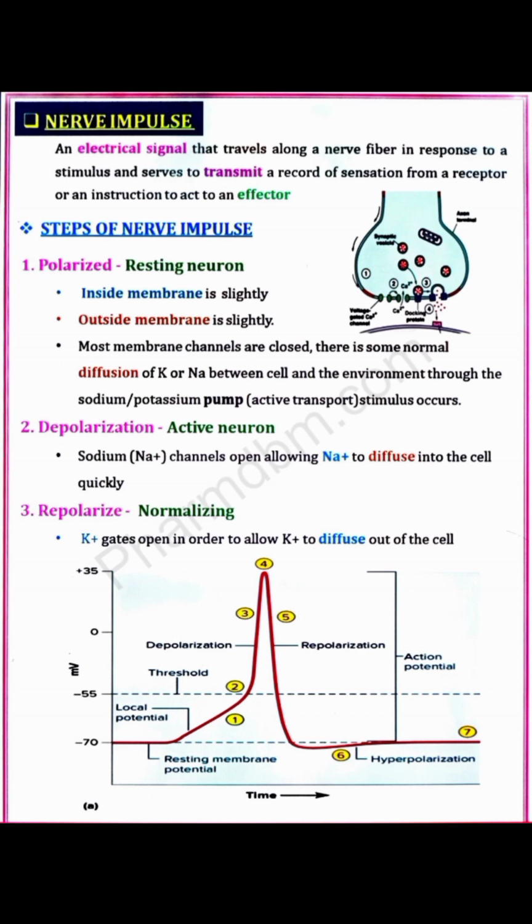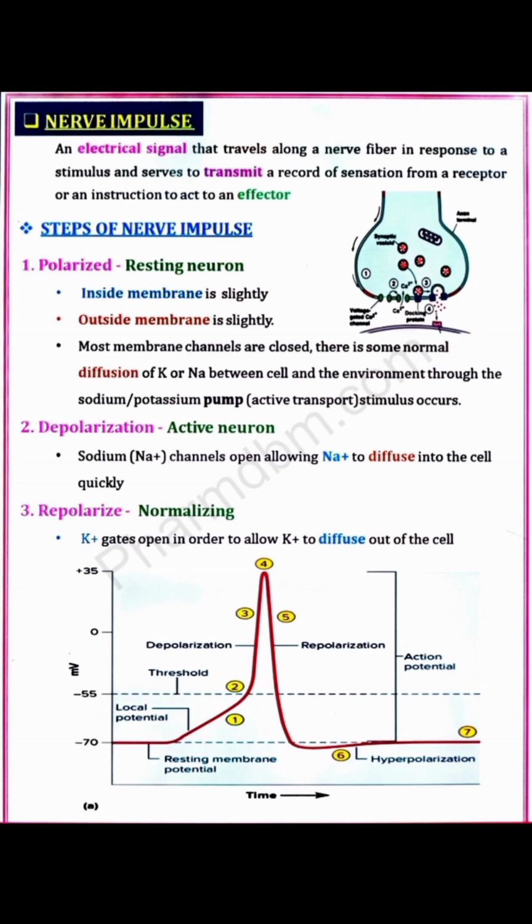Steps of nerve impulse. There are 3 steps for nerve impulse. First one is polarized, second one depolarization, third one repolarized. First one, polarized. Resting neuron: inside the membrane is slightly negative, outside the membrane is slightly positive. Most membrane channels are closed. There is some normal diffusion of potassium or sodium between the cell and the environment through the sodium-potassium pump. Active transport. Stimulus occurs.